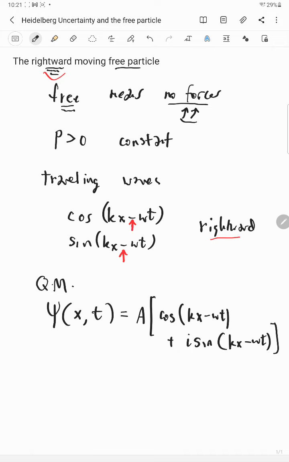So this wave function actually has a real part and an imaginary part. But it's not as clear as just saying the cosine is the real and the sine is the imaginary. It's a little more complicated than that, because the truth is A itself could be complex, right? But anyways, it's manifestly, explicitly complex valued, psi is. All right, so this is the case in quantum mechanics.